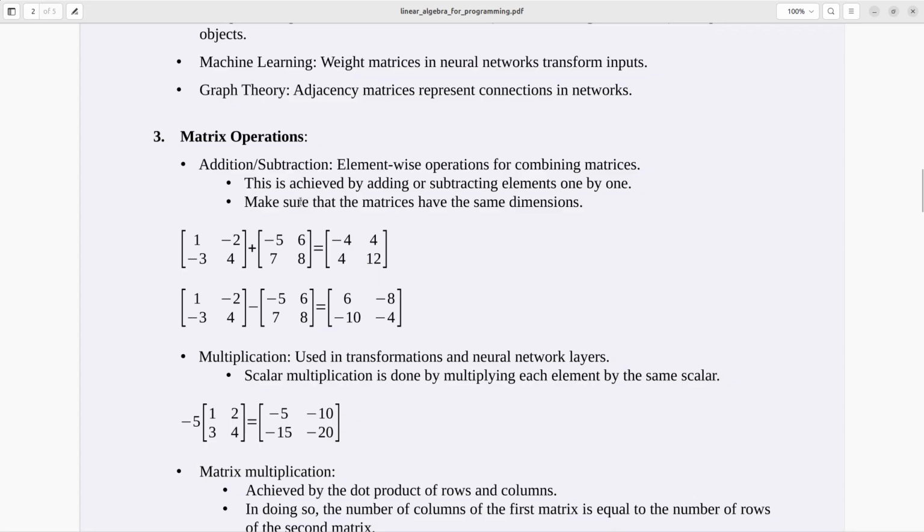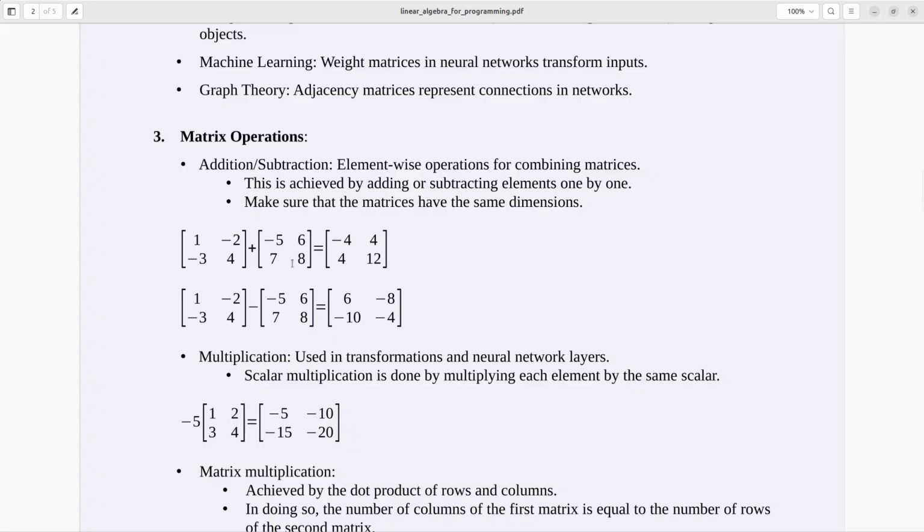And we have to make sure that the matrices have the same dimensions. So when we do the addition or subtraction, we have to make sure that both matrices will have the same dimension. I mean the same number of rows and the same number of columns for both matrices. Okay, otherwise the addition and subtraction cannot be undertaken.